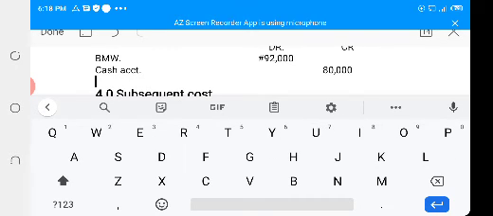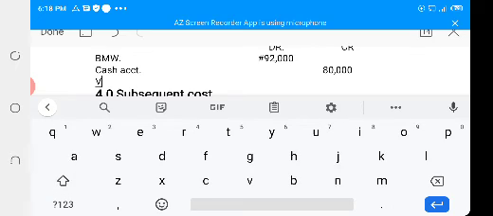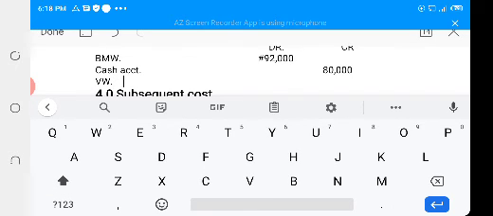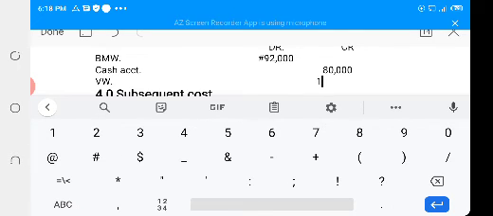They are also giving up the VW, so you credit the VW account. VW is no more an asset of the company, because they are giving up the VW in order to purchase the BMW. They are giving up cash and the VW, so VW is no more an asset. That's why you are crediting VW. And the balance, which will be 12,000.